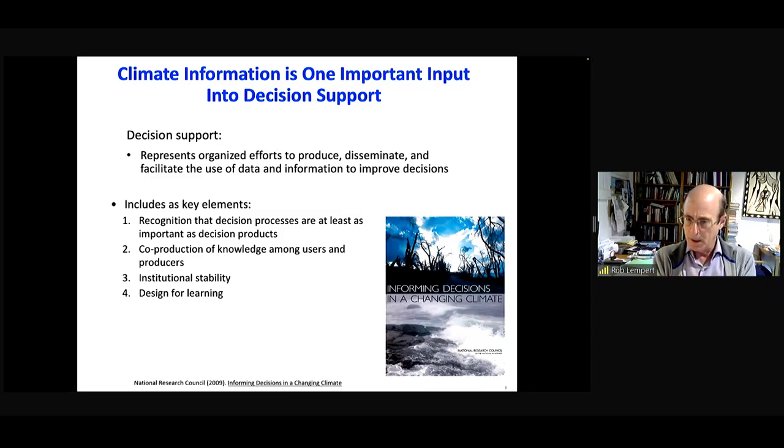So I raise these because these are all really central points to keep in mind as we think about what information is important, because it really lies in this larger context.